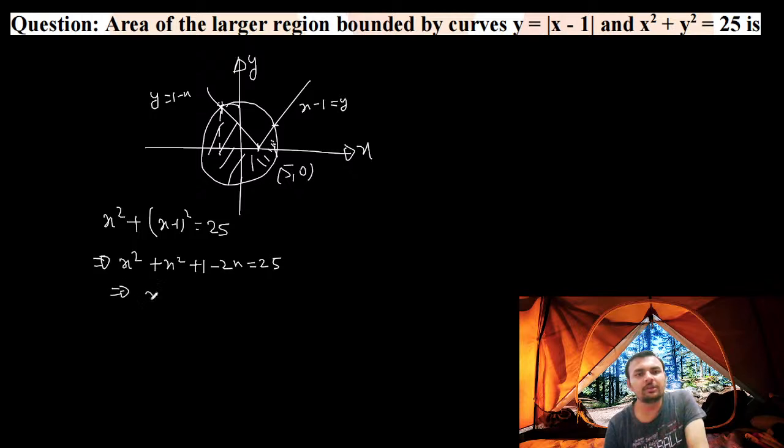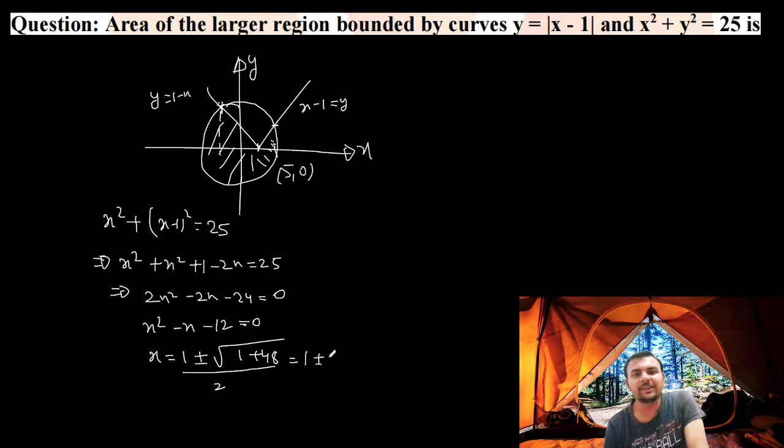We will get 2x square minus 2x minus 24 equal to 0. X square minus x minus 12 equal to 0. So if we try to see, x equal to 1 plus minus root under b square minus 4ac. Okay, it is coming some good number. 1 plus minus 7 by 2, which is 4 comma minus 3. So this is 4 comma 3. This is minus 3 comma 4.